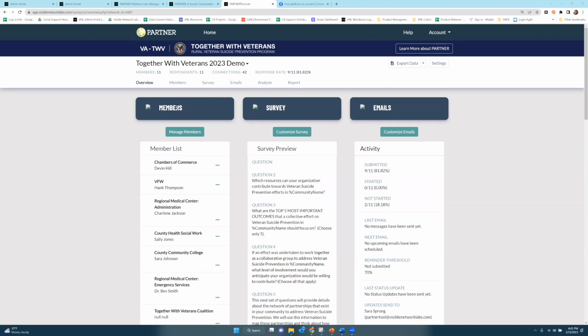I'm going to do a quick walkthrough of the partner platform with the Together with Veterans use case. We have already added members and collected data in your community, so now what?